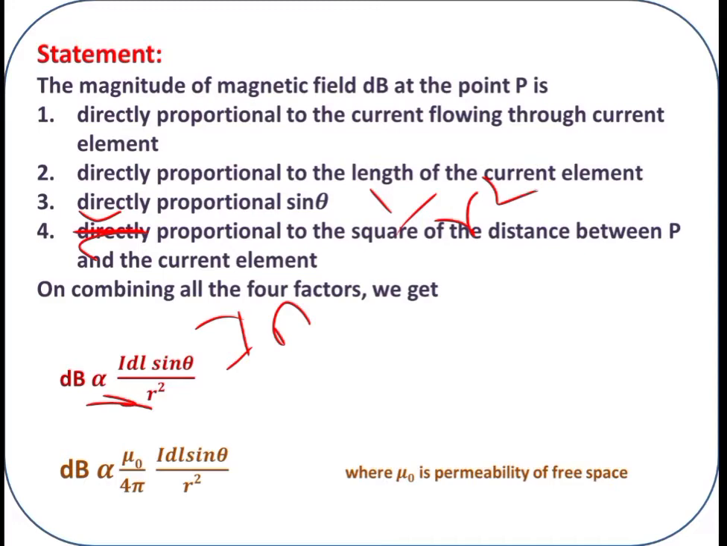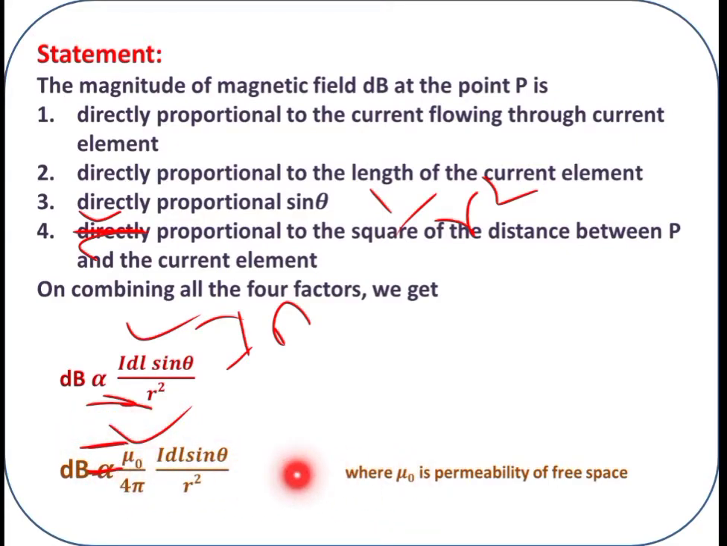That is also correct. Okay, so here the next step: if we remove the proportionality sign, then dB is equal to mu naught divided by 4 pi, and all these factors as they are, I dl sine theta divided by r square, where mu naught is called the permeability of free space. This is a constant value, so we call it mu naught, the permeability of free space. Okay, so this is a proportionality constant.